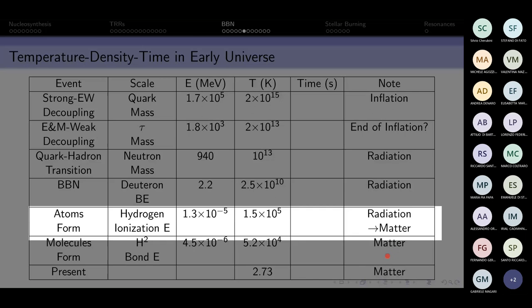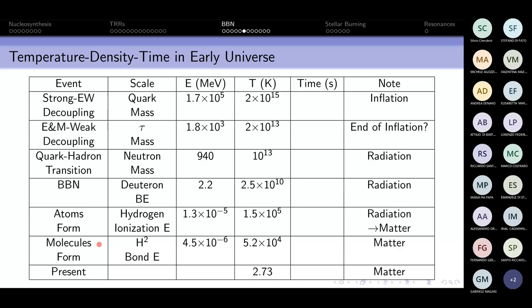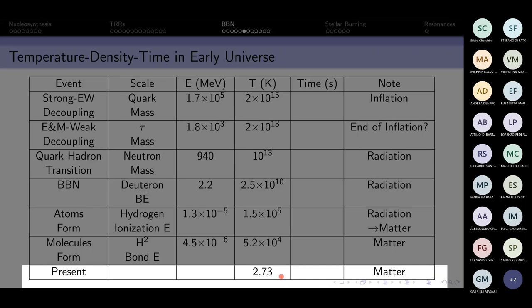And then molecules formed. For a molecule, I said the hydrogen bond. How big is the hydrogen bond between two hydrogen atoms? Very small, a couple electron volts, but very, very low temperature. And then we're in the present, where we know the temperature of the cosmic microwave background is 2.73 Kelvin. It's a very, very cold universe. It's going to continue to get colder, so bring a winter jacket, right?